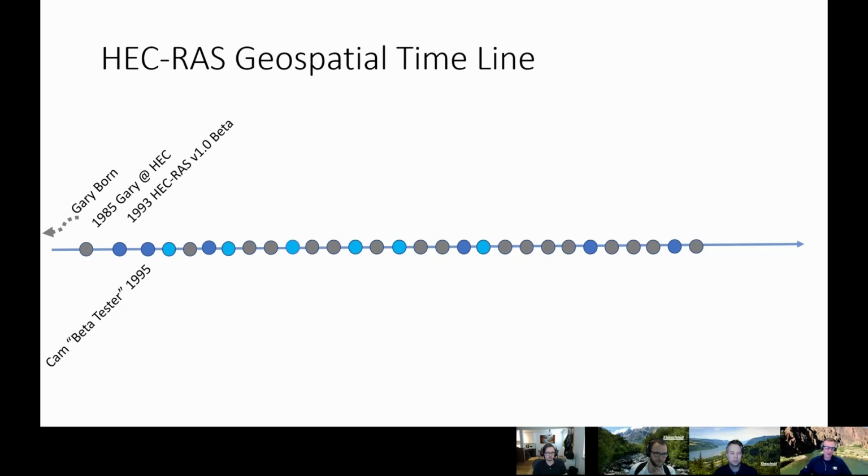So I developed a model of the Yolo Causeway right here by Davis. I have no idea if I did it right. I have no idea if it worked, but I could get it to run and I could see numbers. So I was stoked. That was the spring of '95. HEC released RAS in '95, at which point it took me until the following spring before I started working at HEC.